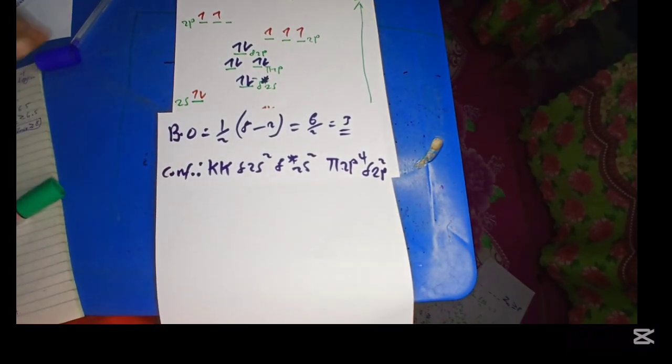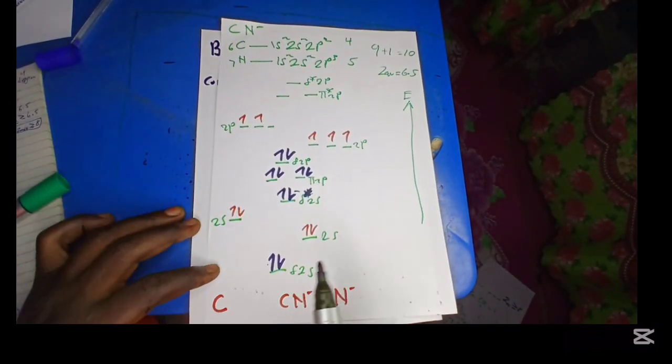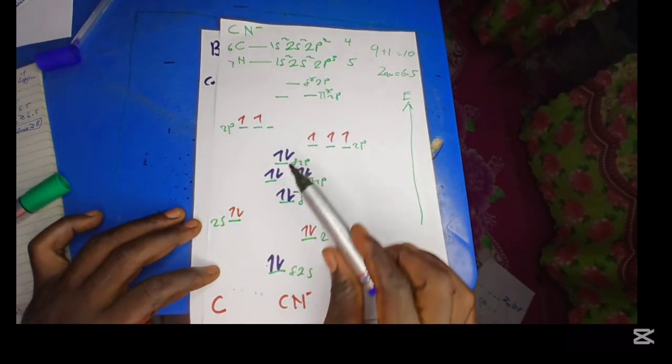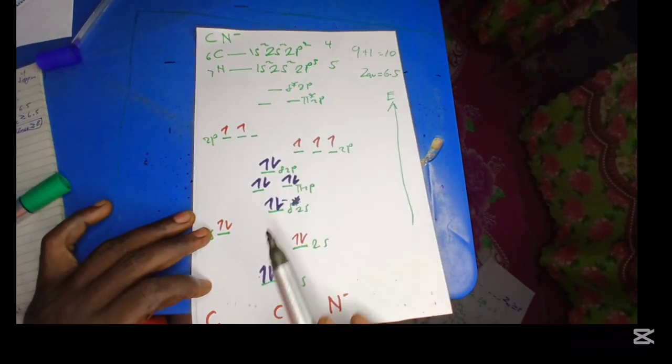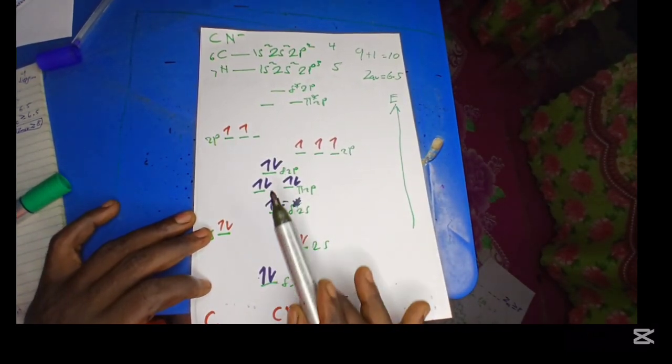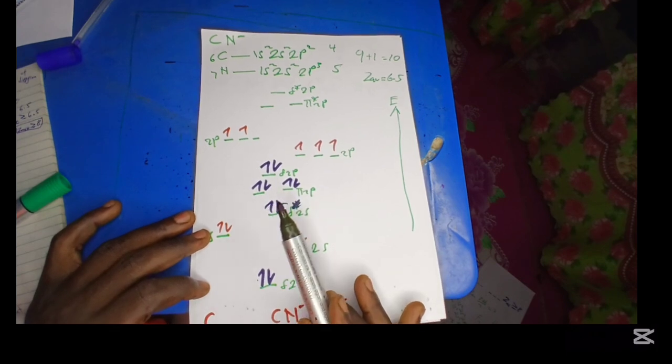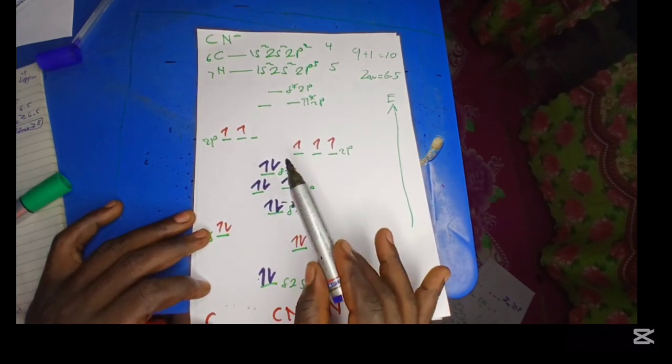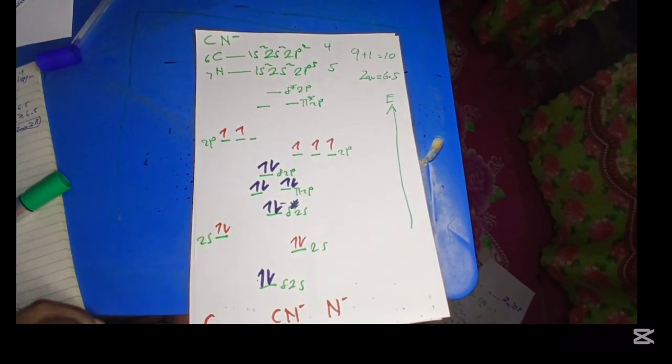So that's it. So is CN minus paramagnetic or diamagnetic? You will see that in the molecular orbitals, we don't have unpaired electrons in any of the orbitals. So the electrons are all paired, so it is diamagnetic, meaning it is weakly repelled by a magnetic field.